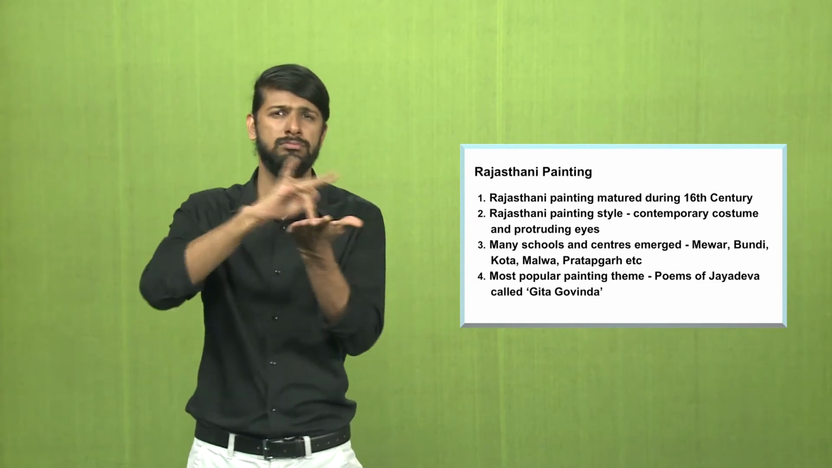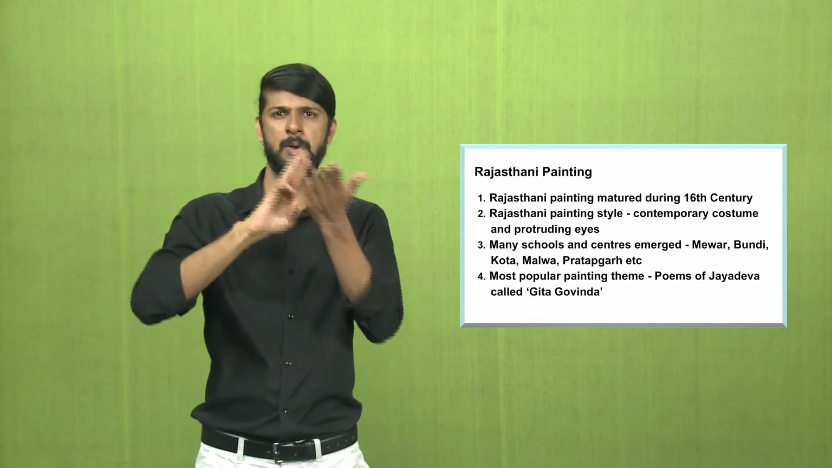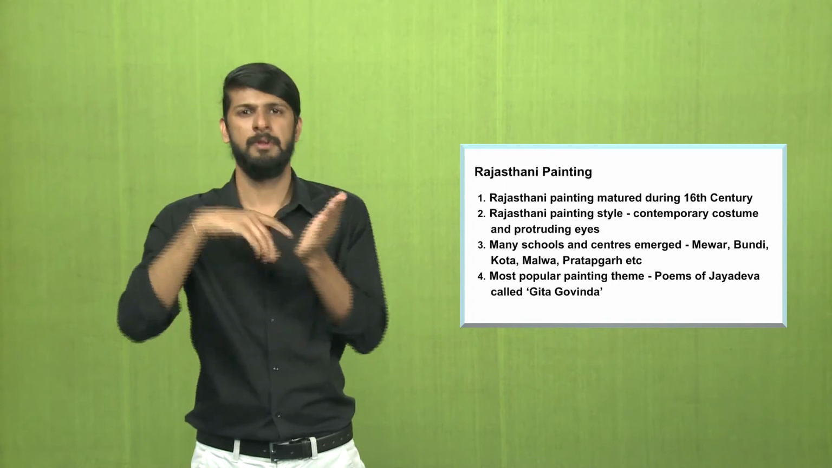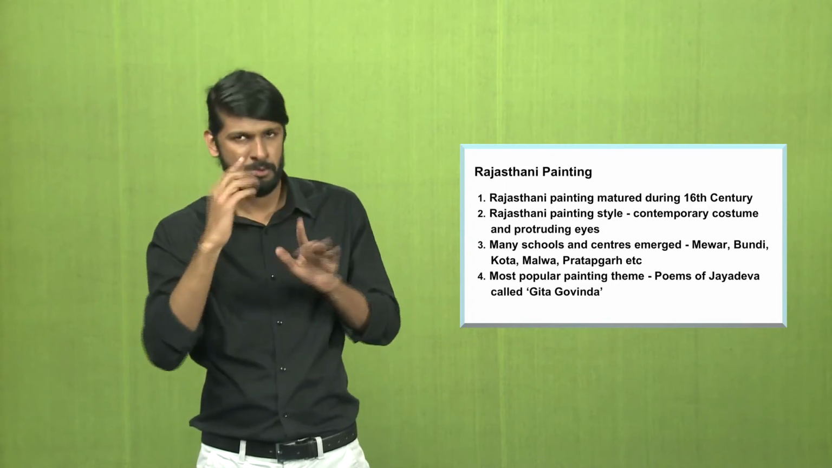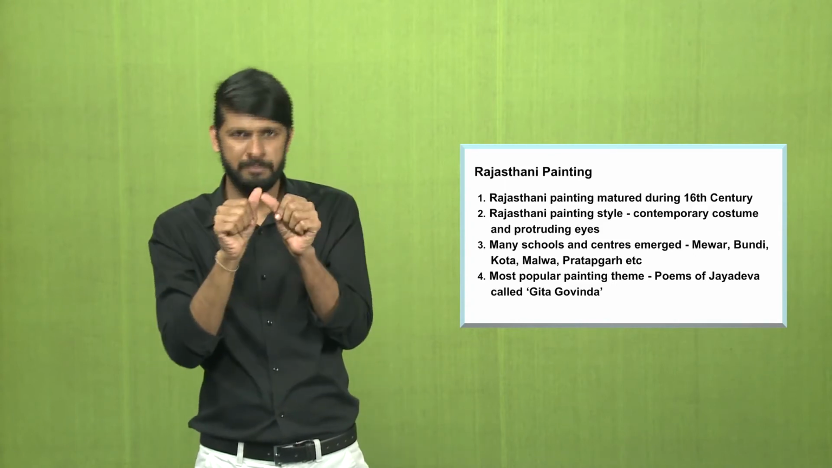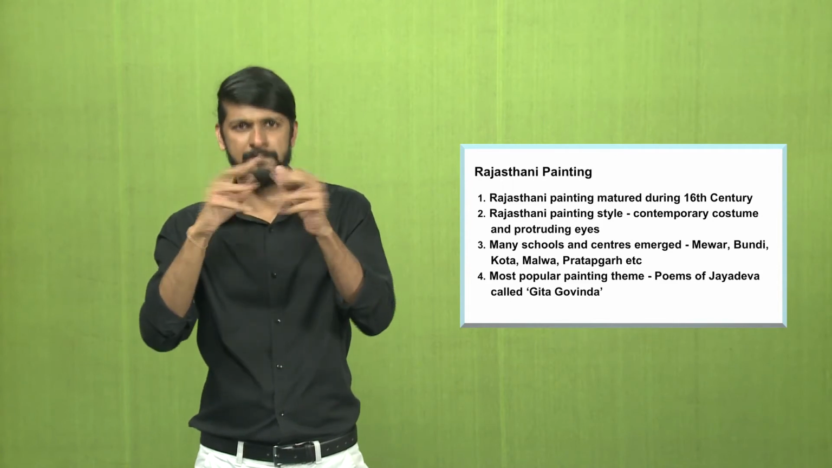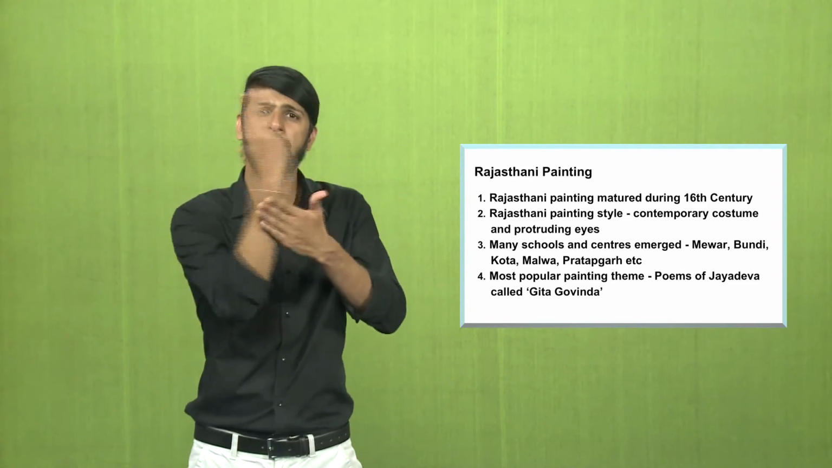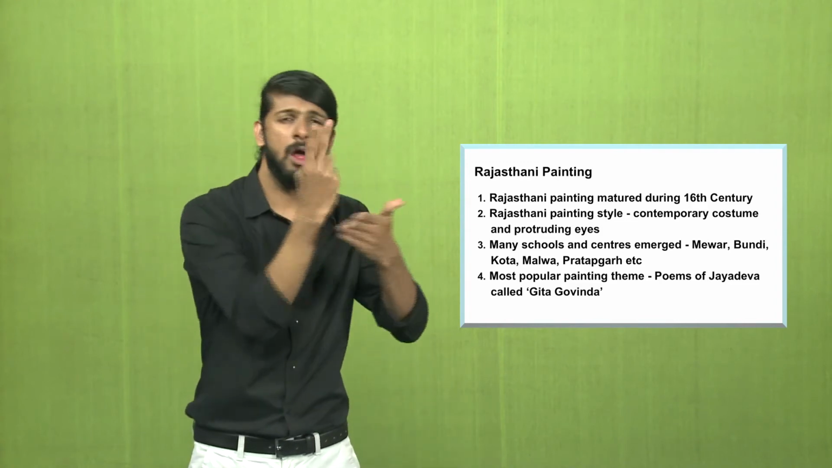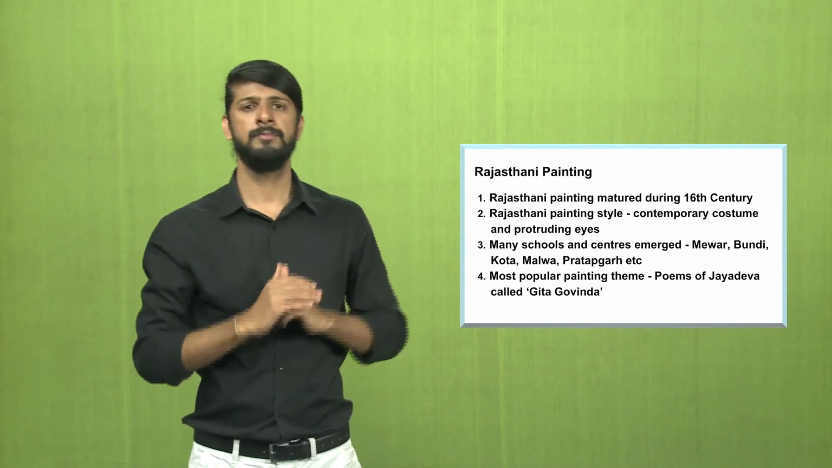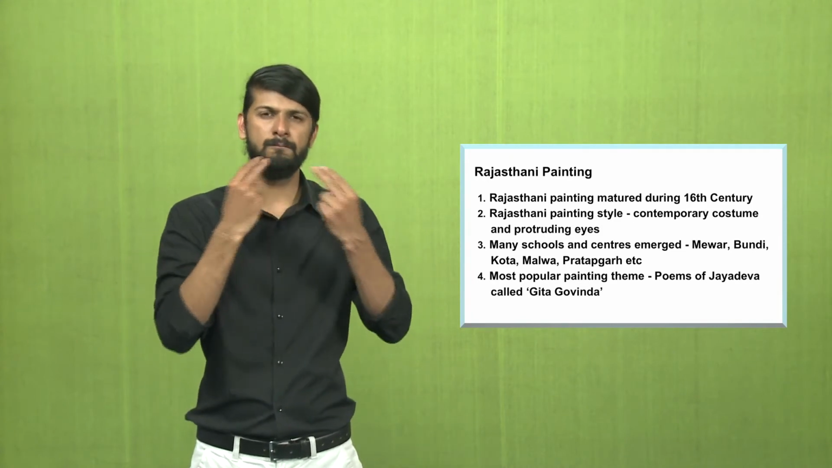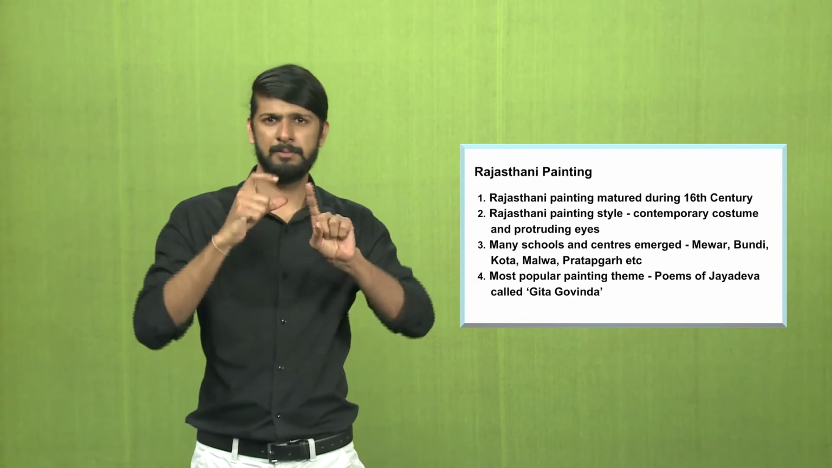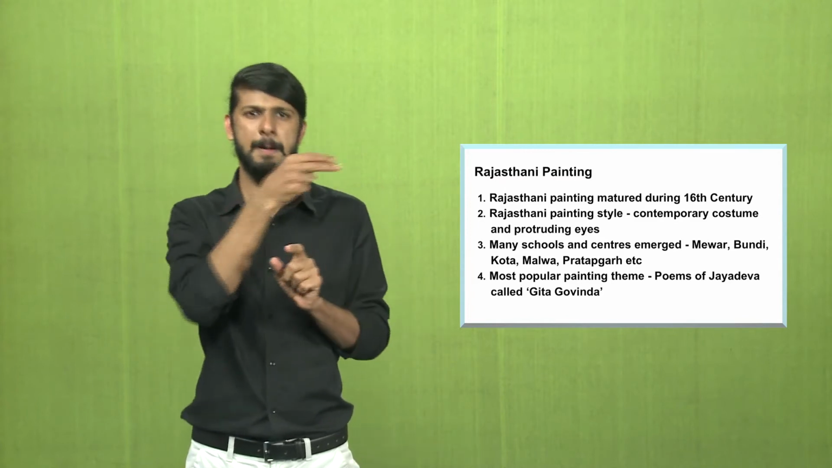Many schools and centers emerged of the Rajasthani school. There were Mewar, Bundi, Kota, Malwa, as well as Pratapgarh, and there were other places as well where Rajasthani painting schools and centers emerged. Most popular painting theme for the Rajasthani painters used to be the poems of Jayadeva, which were called Gita Govinda.